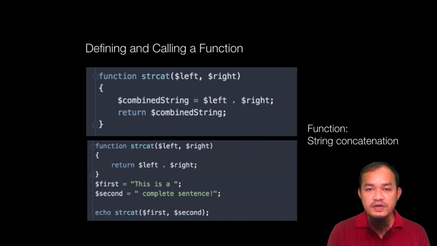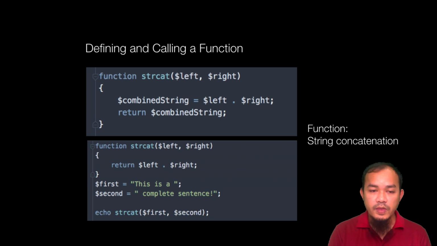From the first figure, let's see the second figure. How can we use that function? First we have to specify the first and second, the arguments that we want to send into the function. First is equal to this is a, and then second is a complete sentence.